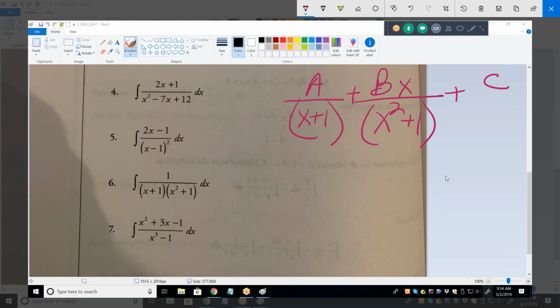And then, do we need it there? I'm pretty sure we need a C. The question is, what's it go over? X. I'm going to take a wild guess here. And does the X go with the C or does it go with the B?